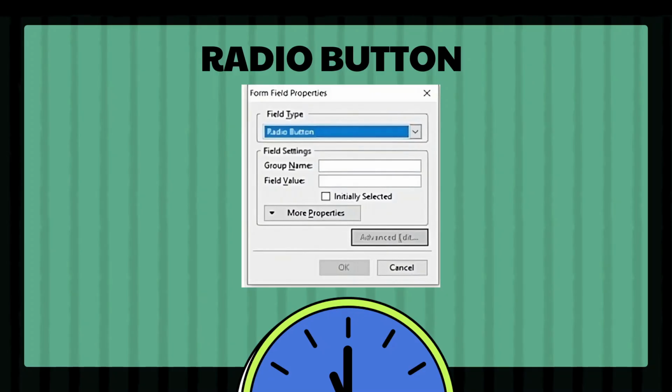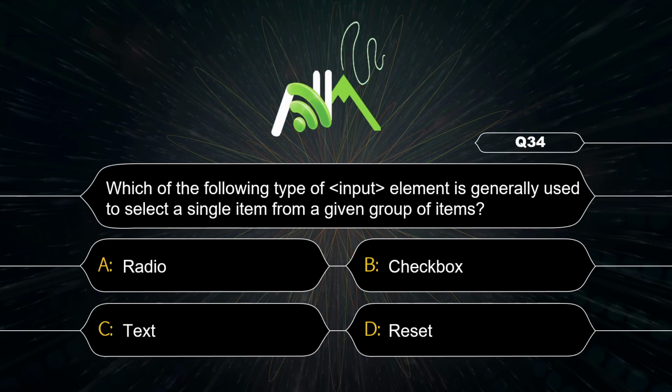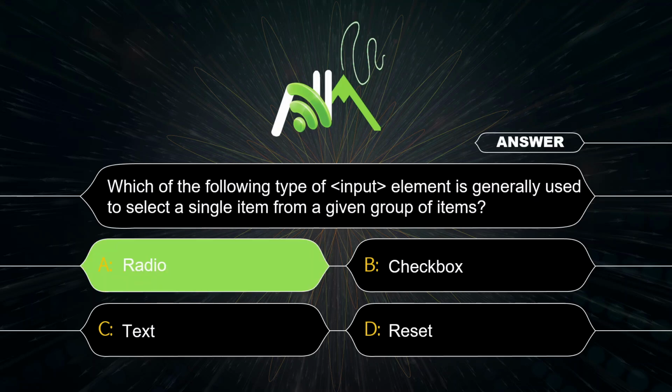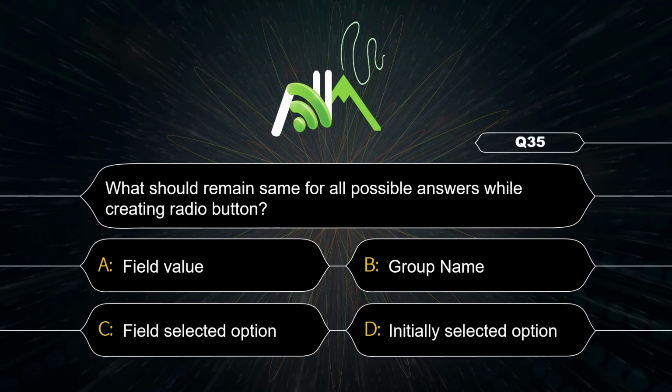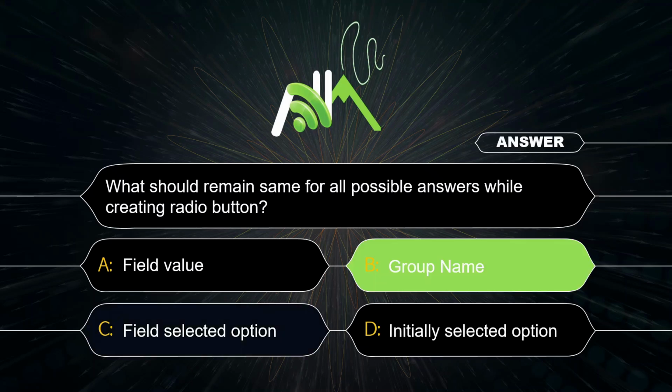Now radio button. When I want to select a single item from a group of items like gender, in this case I will go with radio button. Here the group name must be the same. As I told you earlier, select a single item from a group of items. Radio. What must be the same in case of radio button? Name.